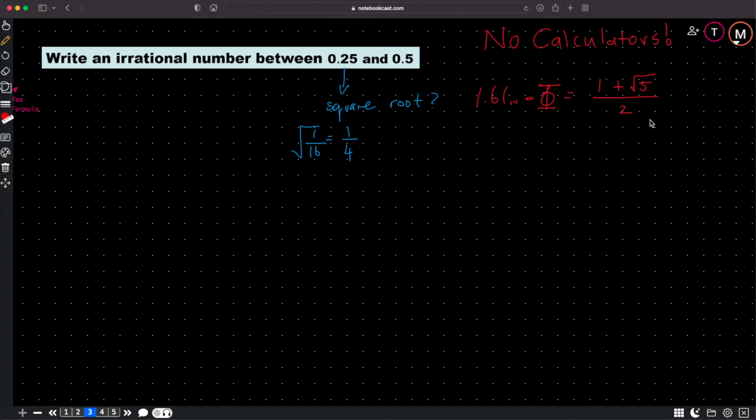Oh, so it's 1 plus root 5 over 2. I had the negative wrong.